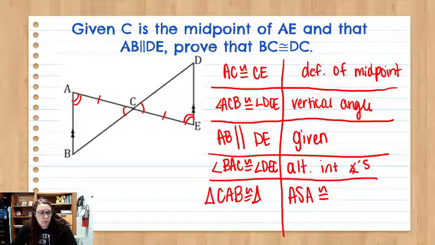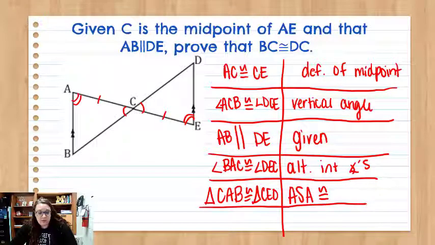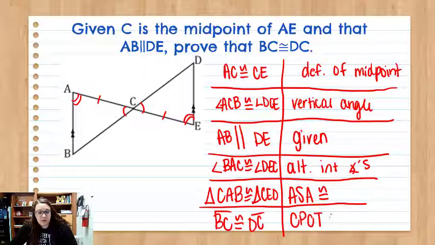And so I went 1 mark, 1 mark, 2 mark, 1 mark, 1 mark, 2 mark. So I'll have to say CED. CED. So there we go. We have our 2 triangles are congruent, and since they're congruent, BC must be congruent to DC because congruent parts of congruent triangles are congruent.